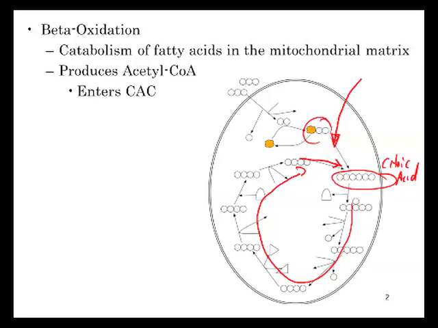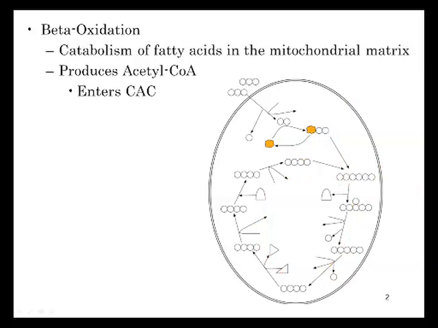So not only do we get these electron carriers, NADH and FADH2, just from the beta oxidation process, we also get these electron carriers from the citric acid cycle as well. So we get an NADH here, we get an NADH here, NADH here, FADH2 here, and what do we get here? We get an ATP.